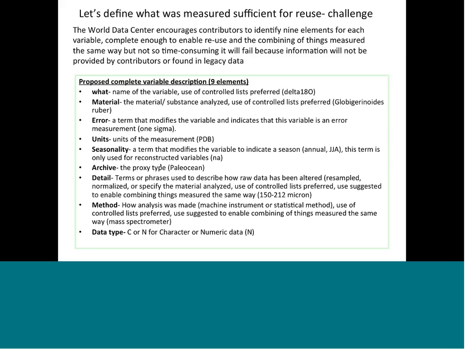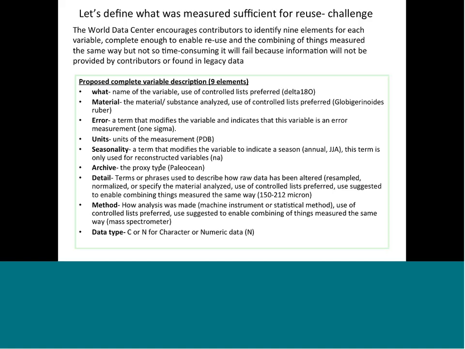We have an error quantity here that identifies whether this variable is an error term or not. We need to know the units. We also modify these variables if there is a particular seasonality that was reconstructed. We identify the archive according to one of these 18 different proxy types.